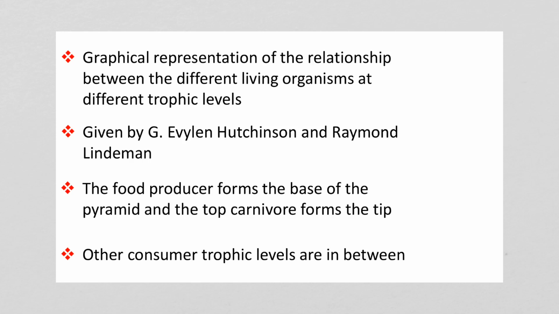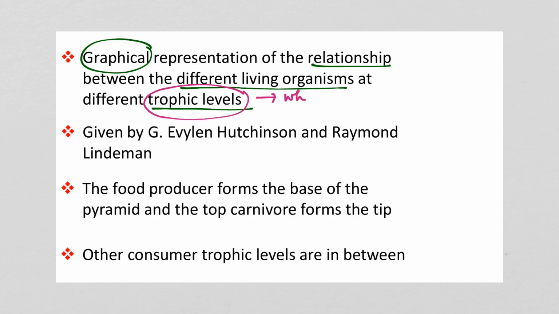An ecological pyramid is a graphical representation of the relationship between different living organisms at different trophic levels. In the previous class we discussed trophic levels. So what are trophic levels? Trophic levels are basically the steps involved in a food chain. So a trophic level represents different levels of organisms in a food chain.